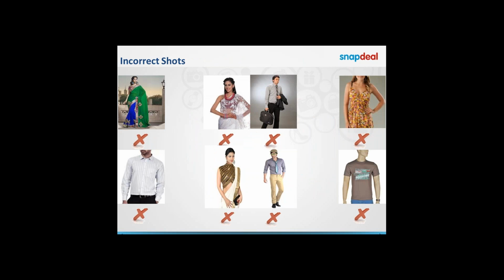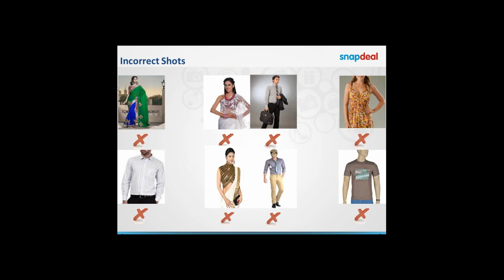And these are a few incorrect shots. We require a white background, so this one is incorrect. This lady is wearing a necklace, so it's not the right one. Here the background is gray again. This image is blur. Here the face has got cut, so this is incorrect. Here the lady is carrying a handbag, so again this is incorrect.